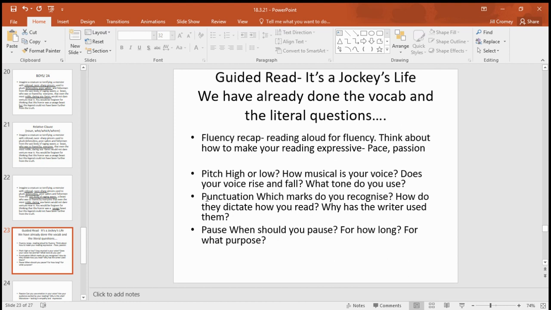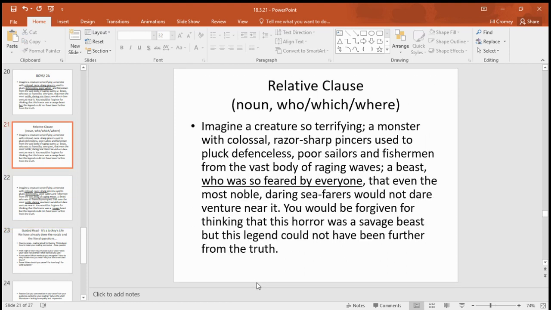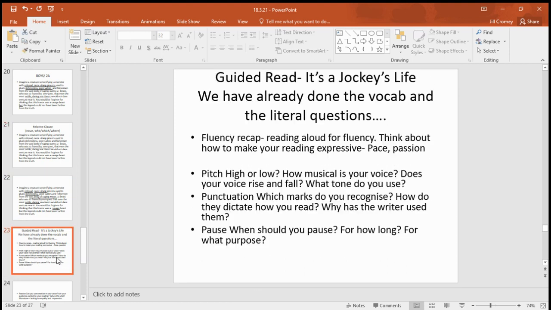What punctuation marks do you recognise? And how do they dictate how you read? And why does the writer use them? So for example, if you can see speech marks, does that tell you perhaps you need to change your voice slightly? If there's a question mark at the end, how does your speech change at the end? Your voice usually goes up slightly to show that it's a question. An exclamation mark might show that you need to raise your voice.